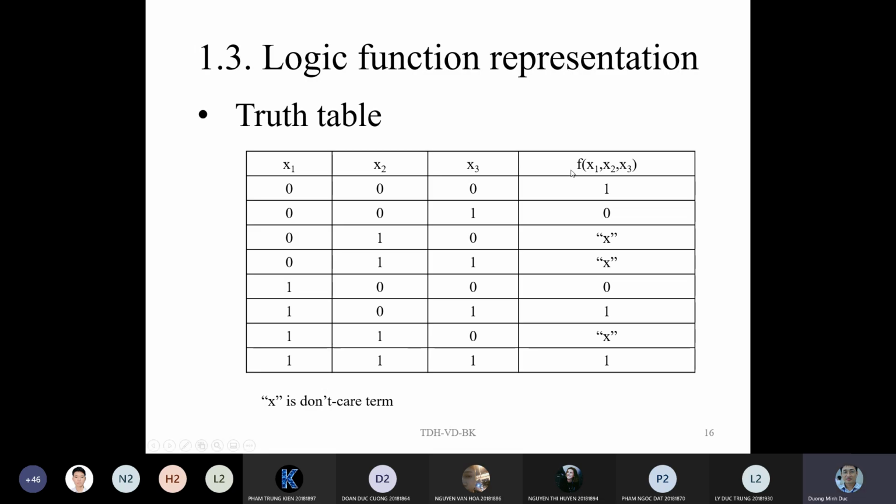Ok, tôi nói lại bằng tiếng Việt một chút cho nó rõ ràng. Về nguyên tắc thì các hàm logic đầu ra chỉ có 2 giá trị 0 và 1 thôi. Nhưng mà trong một số trường hợp thì người ta có một trạng thái gọi là trạng thái không xác định. Trạng thái không xác định này có nghĩa là gì? Ở vào tổ hợp đầu vào này thì đầu ra người ta không cần quan tâm. Nó là 0 cũng được, nó là 1 cũng được. Đây là ý nghĩa của nó.